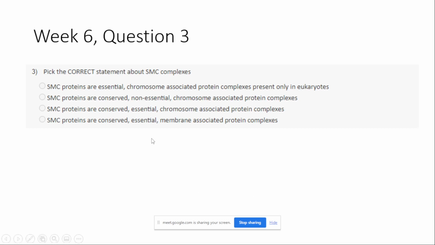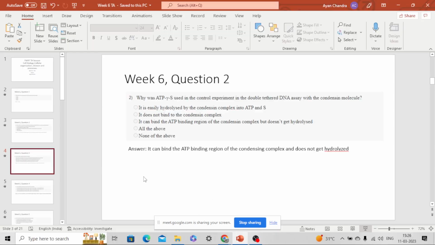In the second option they say they are conserved, okay, fine, but non-essential. Is this true or false for the SMC complex? No, it's very essential. So this statement is also false. The third statement: conserved, essential, and chromosome associated protein complex. So it is the right option, because they are conserved, essential, and known to be recruited to the chromosome. The fourth option is conserved, essential, but a membrane associated complex, which is not true because it is a chromosome associated protein complex. So the answer is option C.